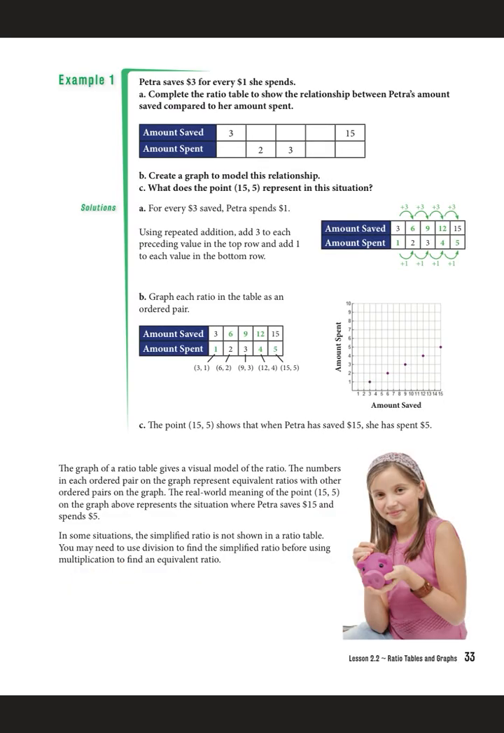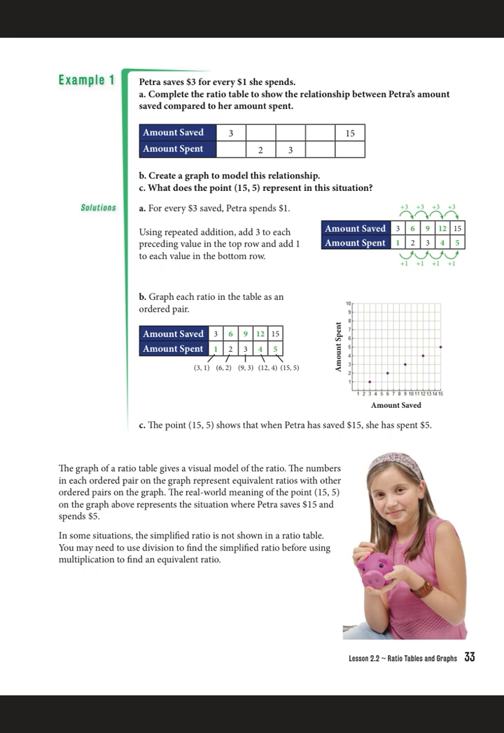In example number 1, it says Petra saves $3 for every $1 she spends. So for part A, it says complete the ratio table to show the relationship between Petra's amount saved compared to her amount spent. For part B, it says create a table to model this relationship. And then for part C, it says what does the point (15, 5) represent in this situation?